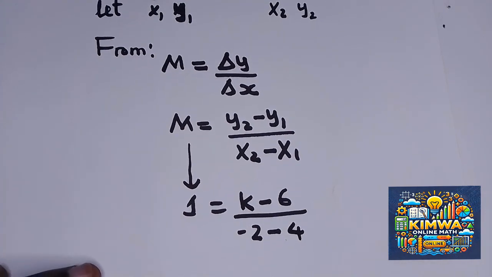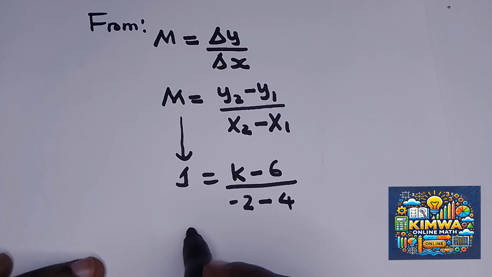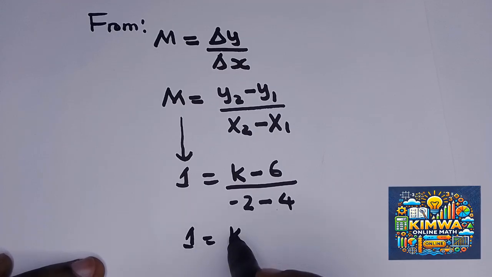Then up to here the equation will now become 1 is equal to (k minus 6) over (-2 minus 4). This is equal to -6.